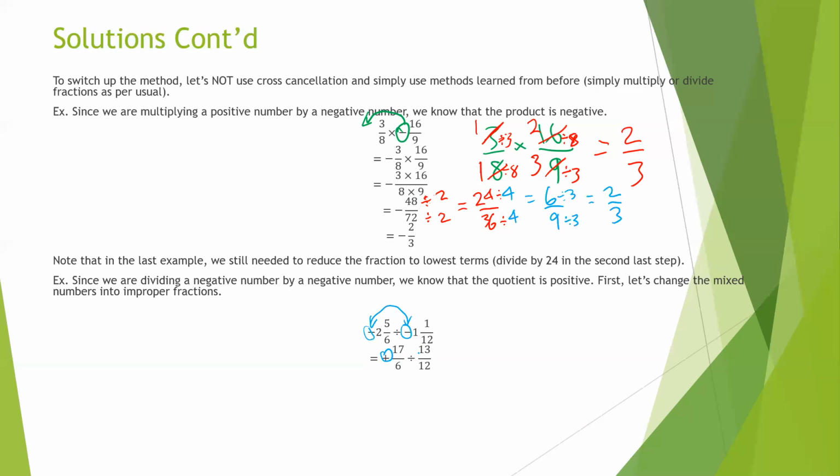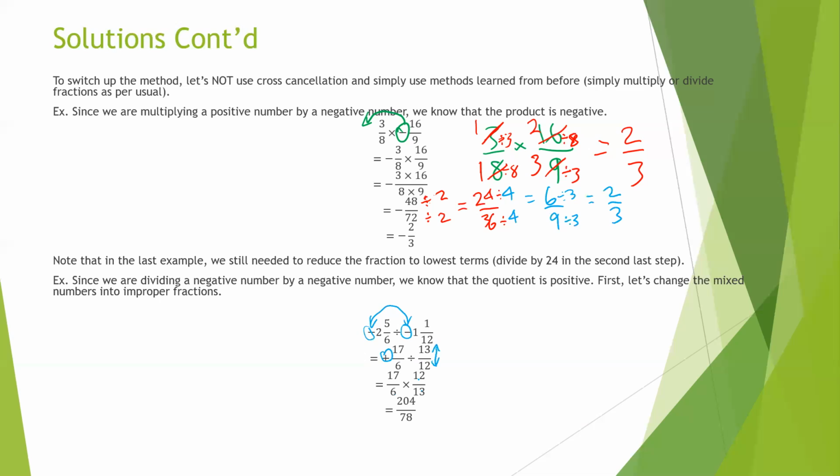So we have 17 over 6 divided by 13 over 12. I know I can simply flip the second fraction, and that becomes 17 over 6 times 12 over 13. In this case, I'm just going to multiply the fractions like I normally would. I would take 17 times 12 and then divide that by 6 times 13. 17 times 12 gives me 204. 6 times 13 gives me 78.